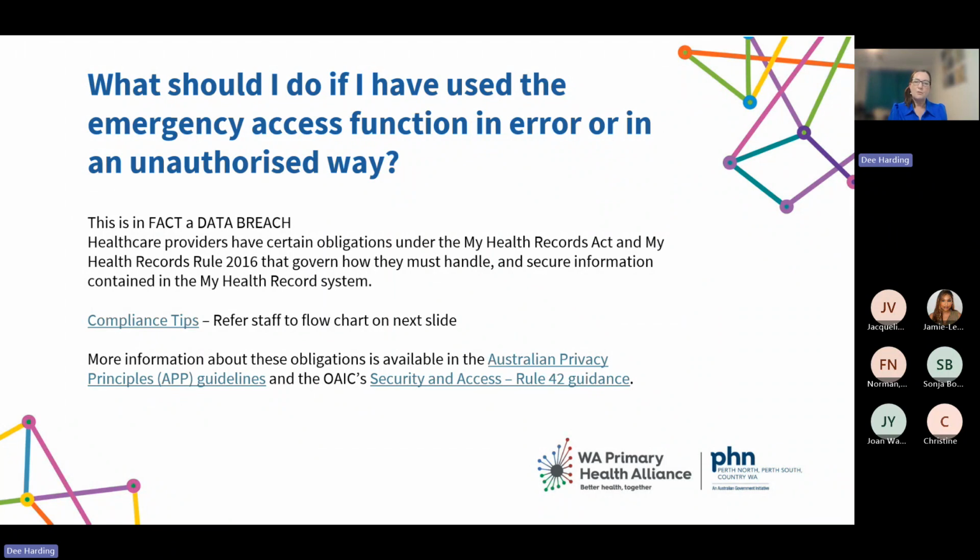Now, there are 12 compliance steps that have to be gone through, and we're going to be talking about those a little bit later on. But if a breach occurs, you will need to obviously demonstrate that you know how to contain the breach and that you have evaluated any risks associated with that breach. You have to notify the system operator, which is the Office of the Australian Information Commissioner, and you have to take steps to mitigate any further breaches.